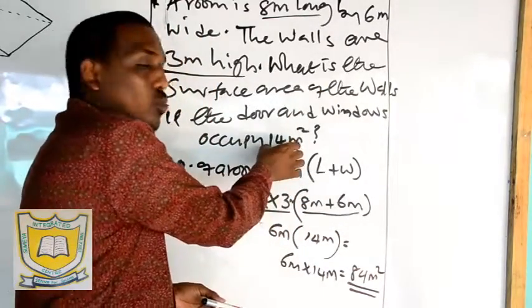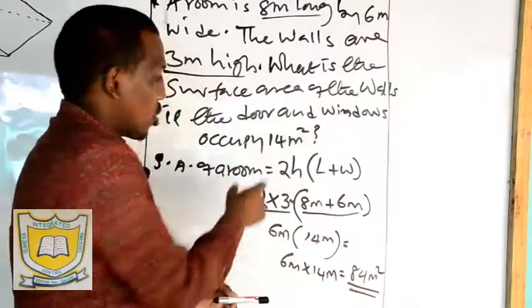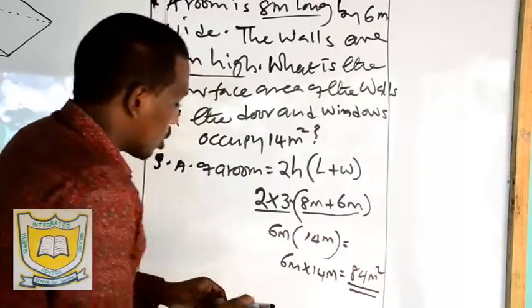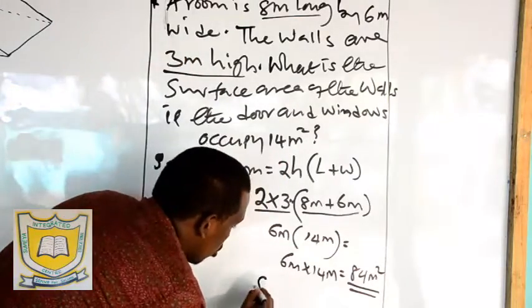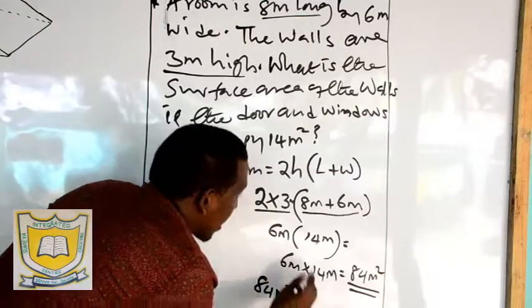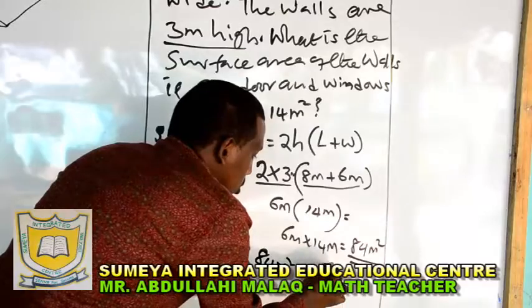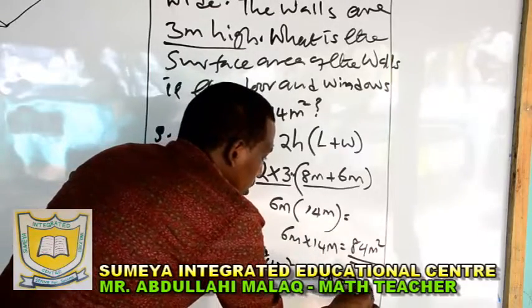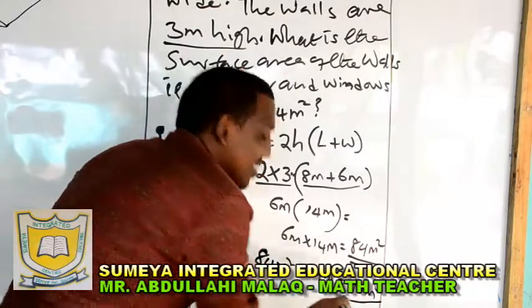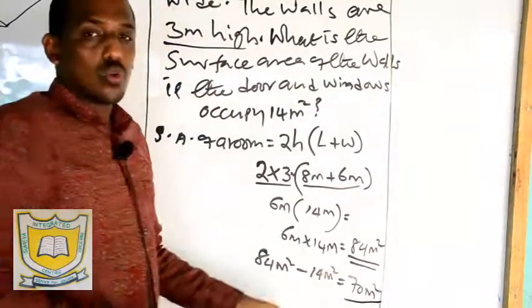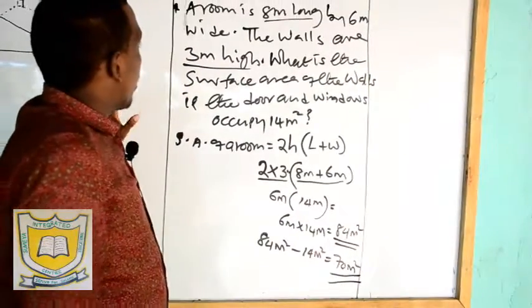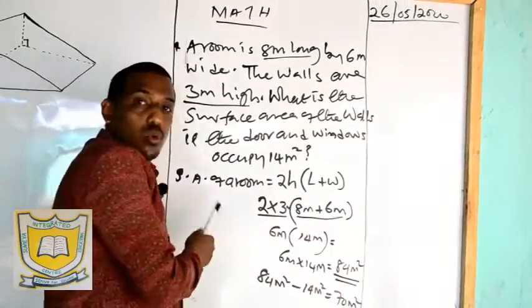So what do we do with the windows and the doors? To remain with only the walls, we remove the doors and the windows. So we say 84 meters squared minus the area of the doors and the windows, 14 meters squared, which is equal to 70 meters squared. That's how we get the area of the walls. It's a very examinable question.